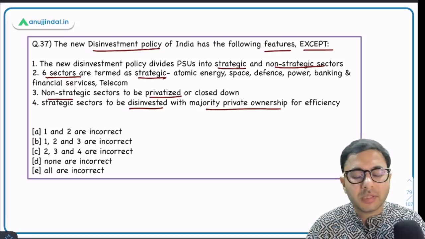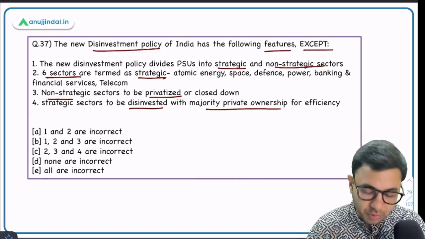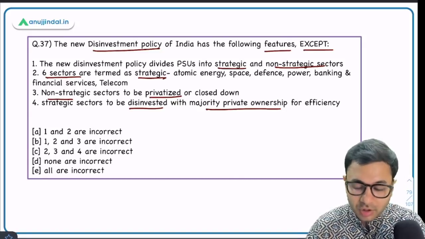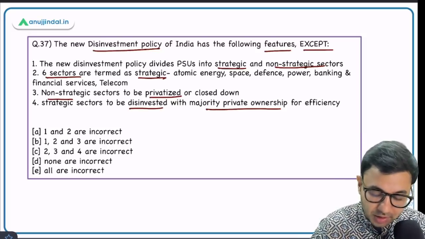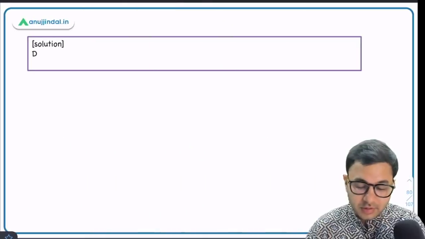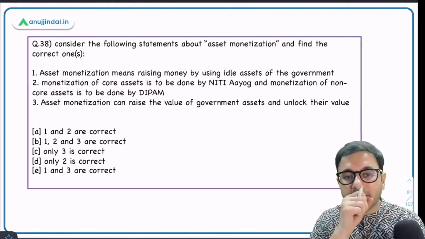All the options pertain to the new disinvestment policy. That means none are incorrect. All of the following are correct. Option number D. Let's come to question 38.